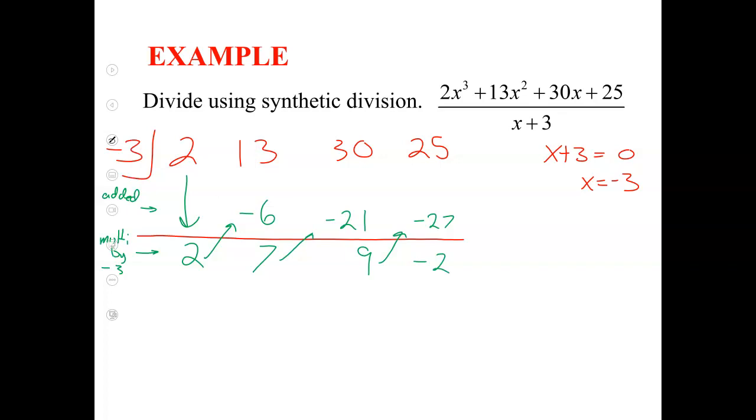So now we got to fill in our quotient. We've got all of our coefficients and constants and remainder. So we need to fill in our variables and exponents. So this is going to become a 2x to what power? Squared. We always drop that leading one by one because we're dividing by x. So 2x squared plus 7 what? X plus what? 9.